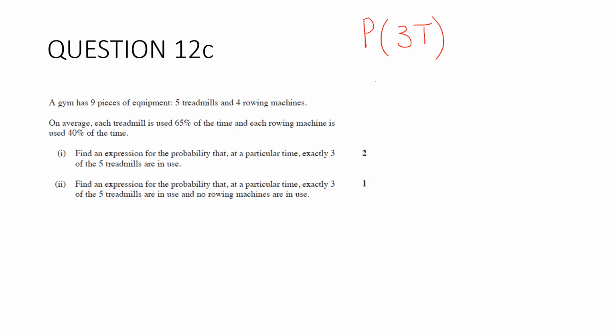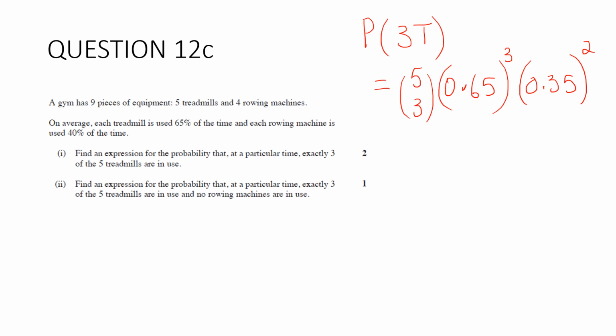So it's binomial probability. Out of the 5 treadmills, we have to choose 3. And then we want 3 of them to be in use, so that's got probability 0.65. And we want 2 to not be used, so that's probability 0.35. So there's our expression.